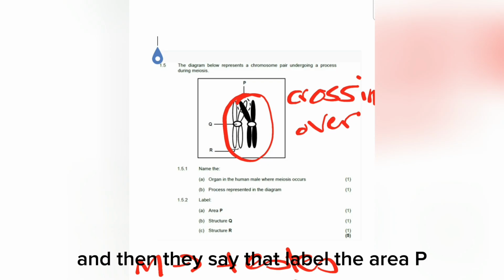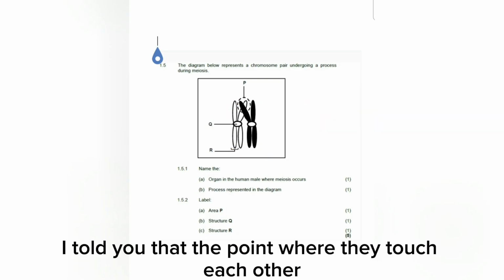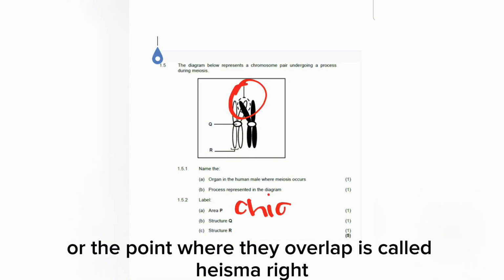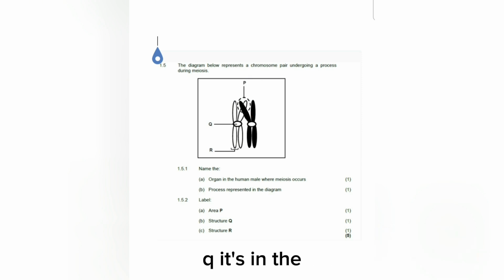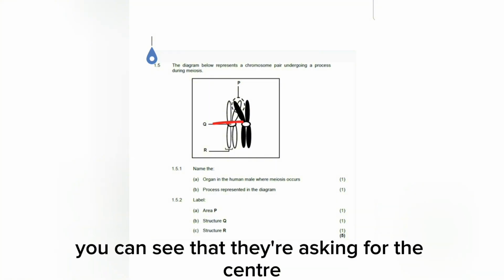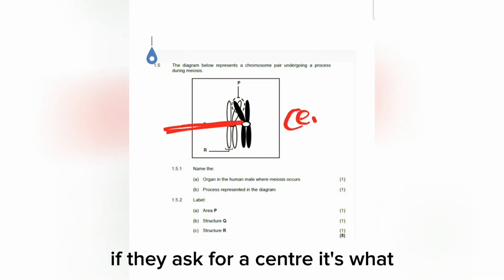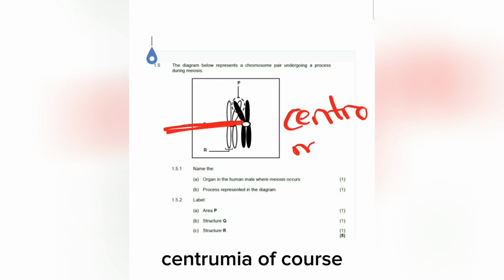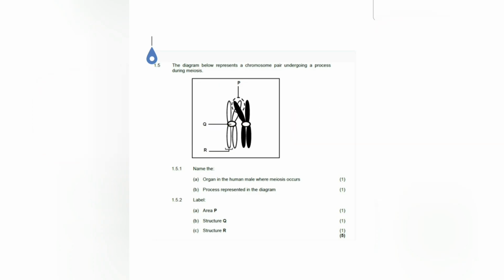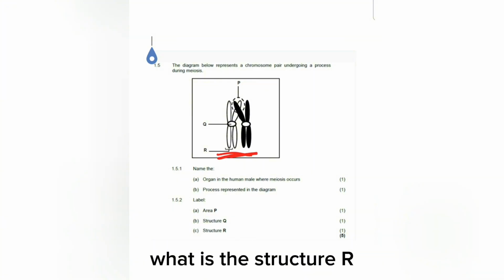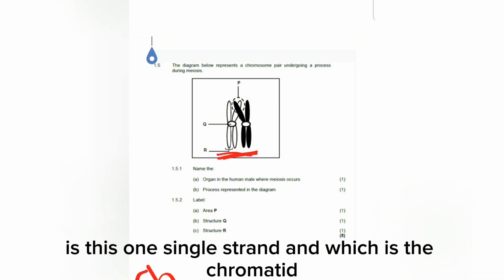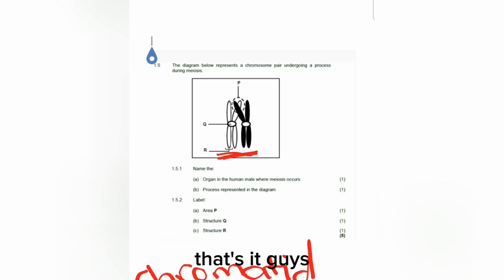And then they say, label the area P. I told you that the point where they touch each other, or the point where they overlap, is called the chiasma, right? Next, what's the structure Q? It's in the center. You can see that they're asking for the center. So if they ask for the center, it's the centromere. Next, they're asking to name the structure R. Where is the structure R? It is this one single strand, which is the chromatid. Yeah, that's it, guys.